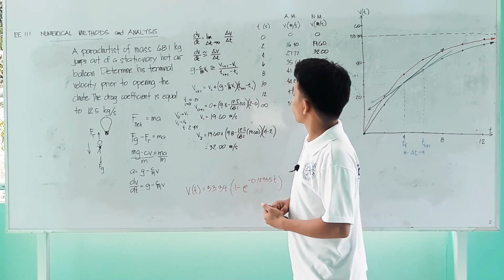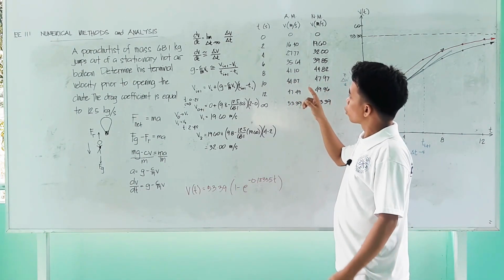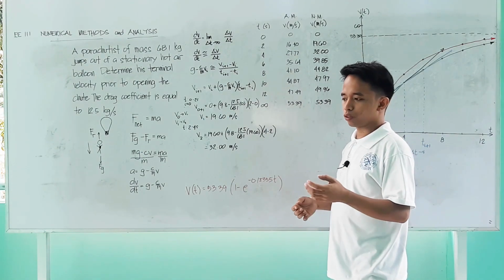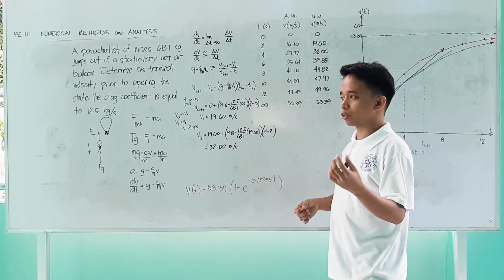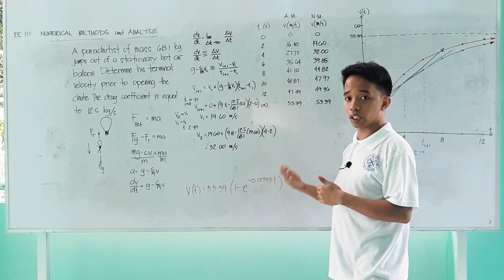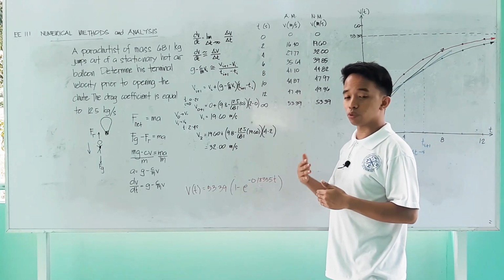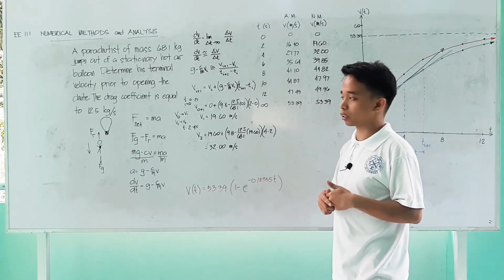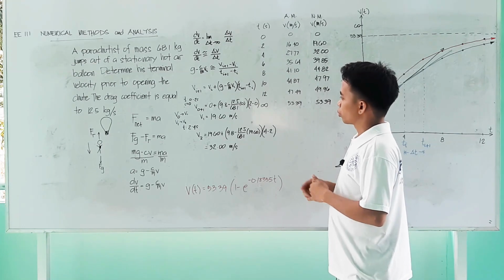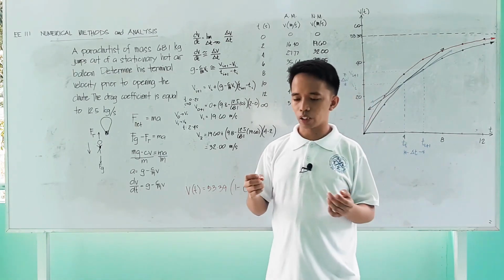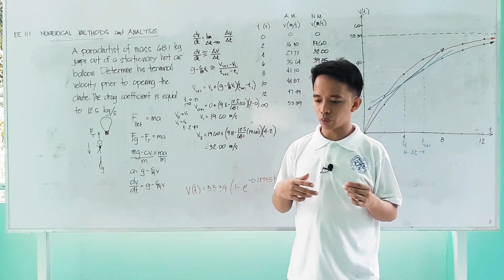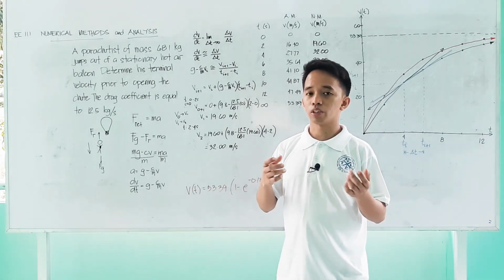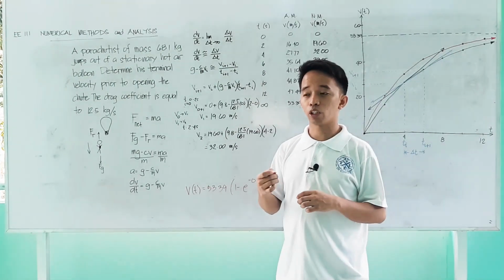But the trade-off with that is a longer computational time. So yes, it will be more accurate, but it will take us a longer time to arrive at an acceptable answer. So basically, in numerical methods, we always have that trade-off between accuracy and computational time.